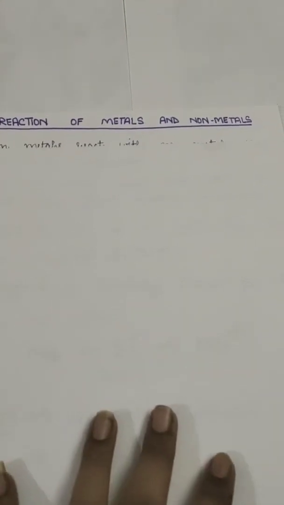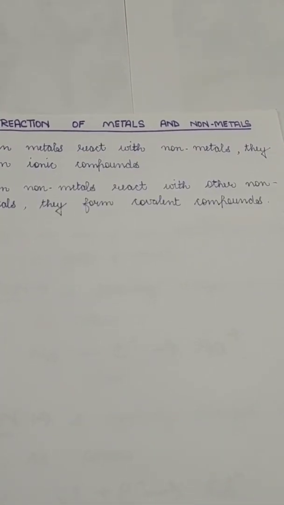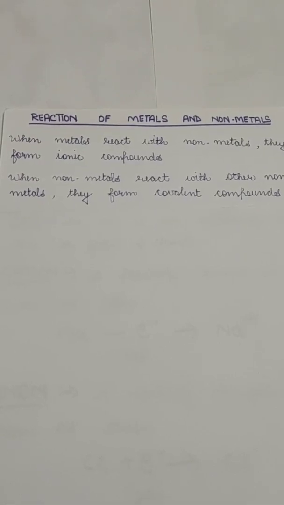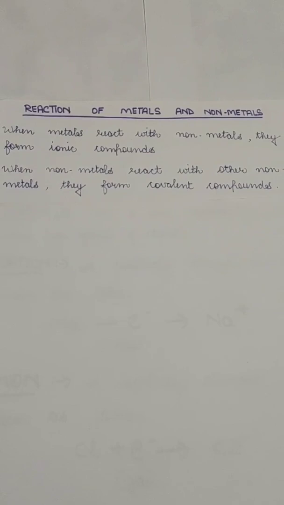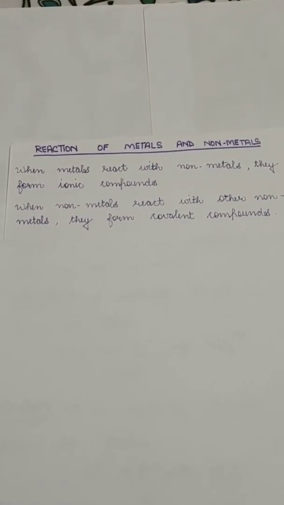Basically, when metals react with nonmetals, they form a salt, and there is a bond between them. So metals always combine with nonmetals, forming an ionic bond. When metals react with nonmetals, they form ionic compounds, and when nonmetals react with other nonmetals, they form covalent compounds. I would like to tell you more about this with the help of your NCERT book.